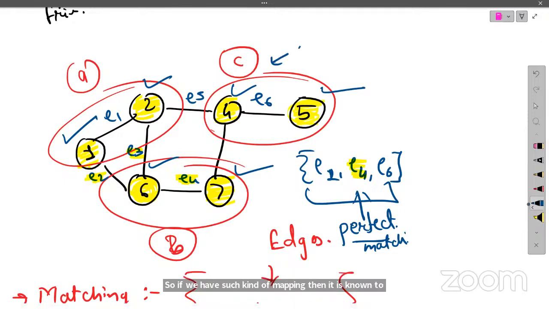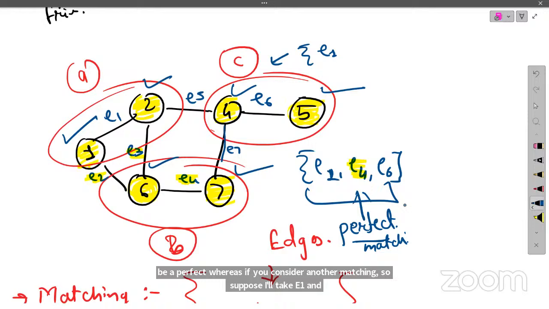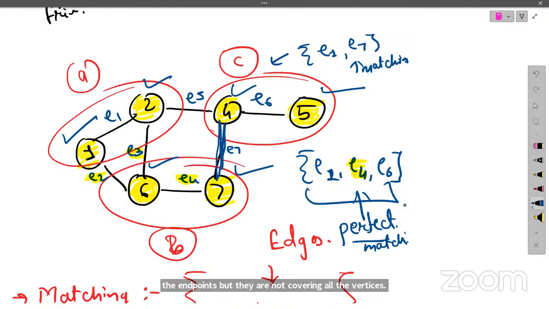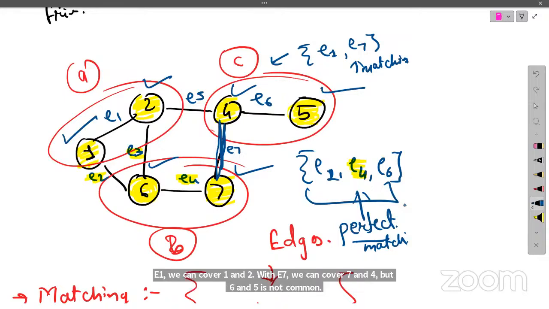Whereas if you consider another matching, suppose I take E1 and E7, where E7 is the edge connected to 4 and 7. Now this is a matching, but it is not a perfect matching. It is a matching because these two edges are not sharing endpoints, but they are not covering all the vertices. With E1, we cover 1 and 2. With E7, we cover 7 and 4, but 6 and 5 are not covered. So that's why it's not a perfect match. Is that clear?